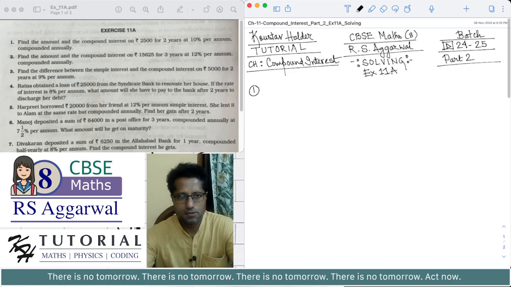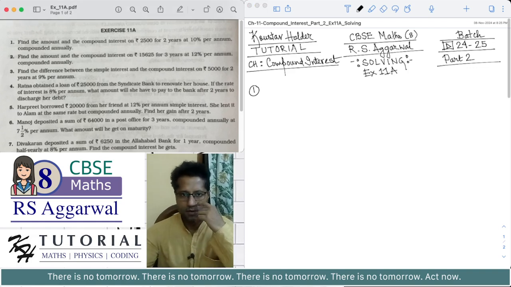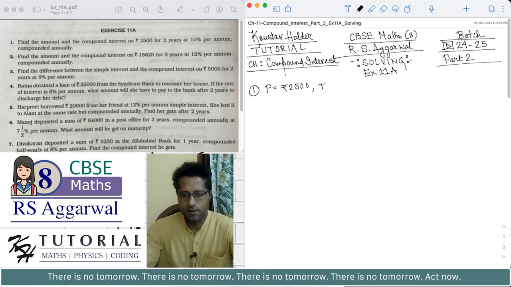The first problem says: find the amount and the compound interest on rupees 2500 for 2 years at 10% per annum compounded annually. Okay, so let's quickly write down what information is given. The original principal is rupees 2500. The time or the loan period is given to be 2 years. The rate of interest per annum is 10%, and compounded annually.